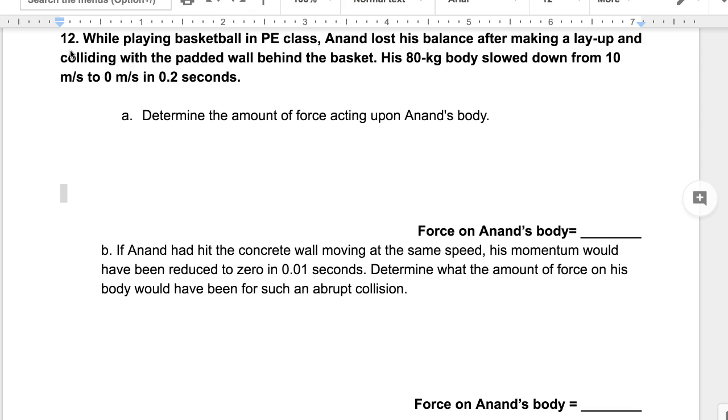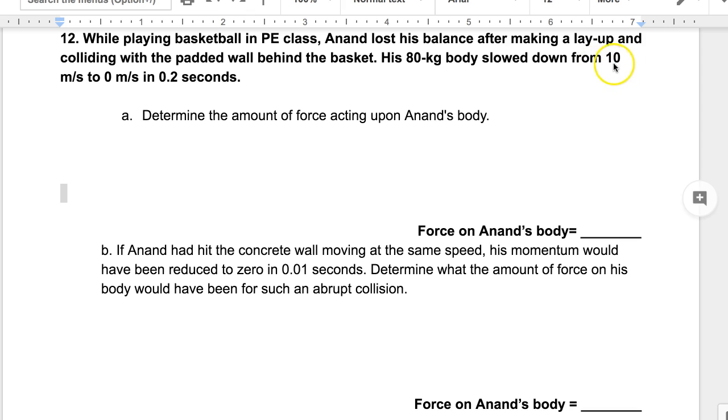So start by identifying variables. We have Anand here, and he's in PE class playing basketball. He makes a layup and collides with the padded wall behind the basket. So look at, why do they have padding? What does that do in terms of a collision? He's 80 kilograms, so put a box around that, and put M right below it. That's the measure of mass.